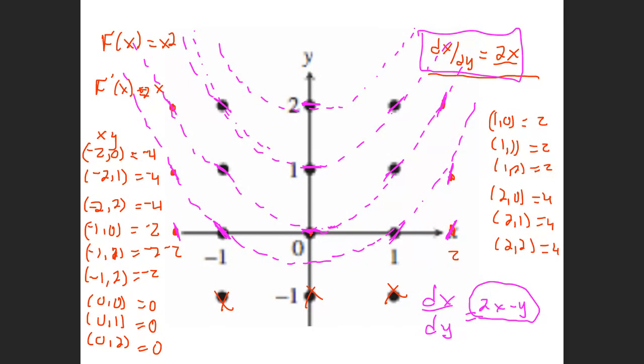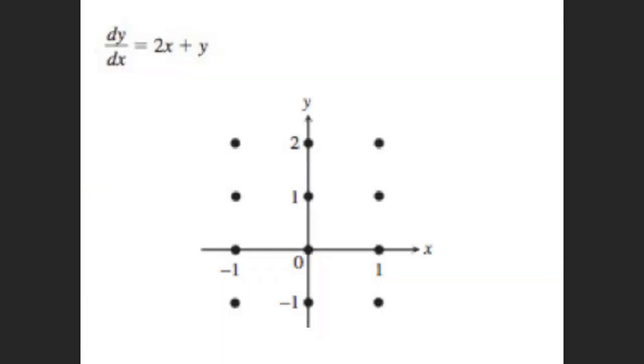But the slope field part is fairly easy. You just take your points, you find your slopes, you graph it out, boom, you're done. That's it. That's all we're dealing with this week. Next week, separation of variables. Oh, definitely a little bit harder.